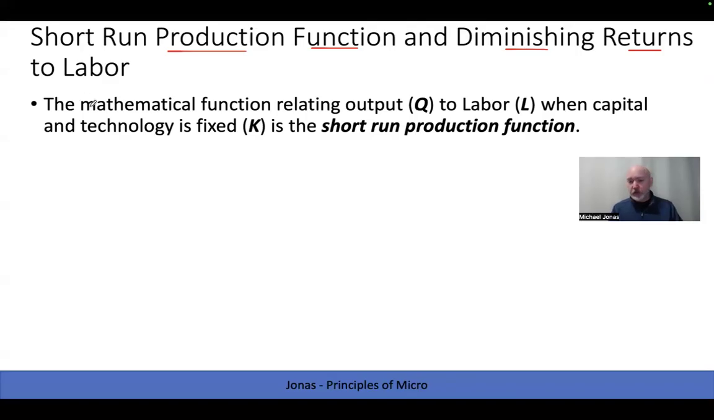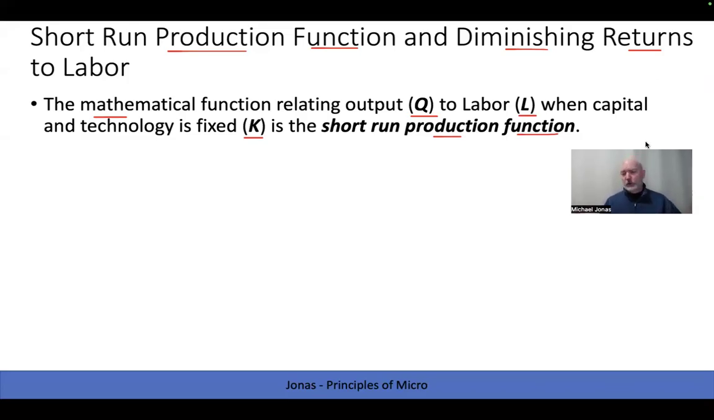So first of all, definitions. The mathematical function relating output to labor in the short run, so when capital is fixed, is our short run production function. And when you think about, again, life as a producer, whether you're running a factory or whatever the case may be, this is information that you need to know, right? You need to be able to predict how many units of output you'll be able to produce and put on the market when you hire 10 workers, 20 workers, 30 workers, right? You need to know what those values are going to be.